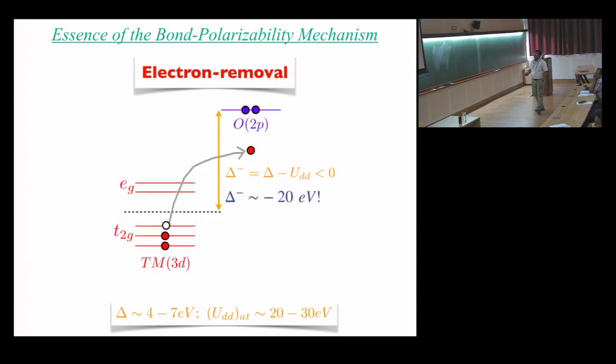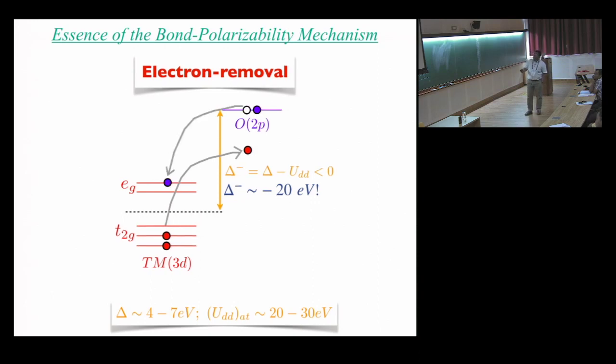On the other hand, let's look at the electron removal spectrum, creating a hole in the T2G. Now if you take out an electron here, it's the other way around. Delta minus now is delta minus UDD. Because UDD is so much larger than delta in the atomic limit, this becomes negative. So the oxygen is now placed effectively higher up as far as energies are concerned. The energy efficient thing to do would be to replace this hole here by a hole on the oxygen. The hybridization with the EG levels is better, so that lands up here, okay?